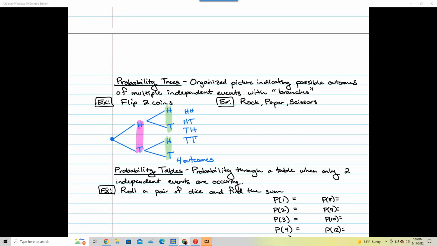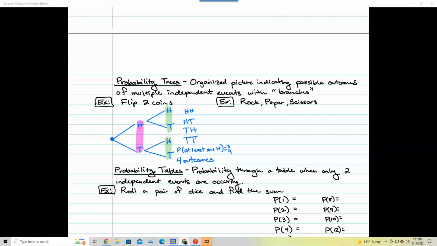Okay, and I think this one's the hardest. If I were to ask you what's the probability that you get at least one heads, well, this one has at least one heads. This one has at least one heads. This one has at least one heads. This one does not have at least one heads. So in this case, the probability of getting at least one heads would be 3 out of 4.